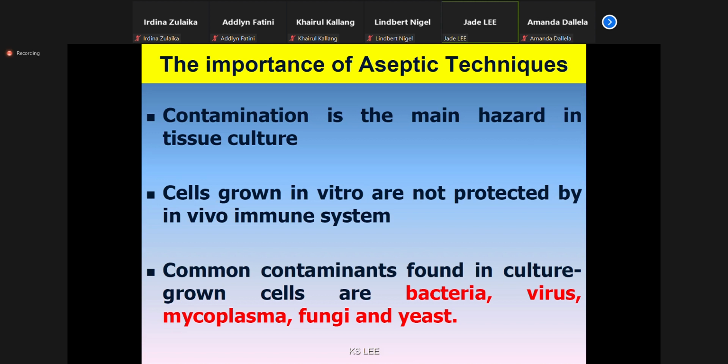And so it is extremely important to provide sterile environments with the right amounts of nutrients and also other parameters to make sure that the cells continue to survive and replicate. And the common contaminants found in the tissue culture are such as bacteria, viruses, mycoplasma, fungi, and yeast. These are the 5 main contaminants that are commonly found in a tissue culture.